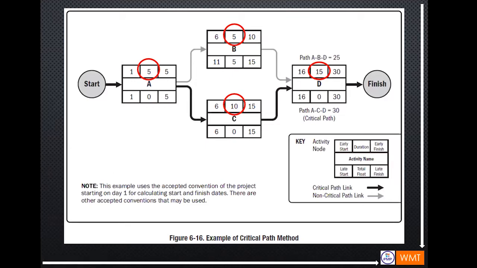So this is an example of how to calculate the total duration and determine the critical path, or the longest duration. There are 4 activities on this schedule: activity A, B, C, and D. So you have to calculate the total duration. For path A, B, D: 5 plus 5 plus 15 equals 25. For path A, C, D: 5 plus 10 plus 15 equals 30. So the longest duration is path A, C, and D. So this is your critical path.